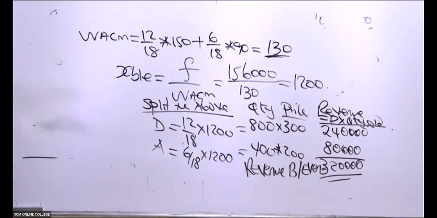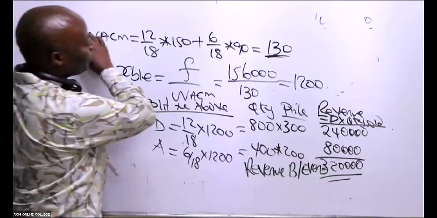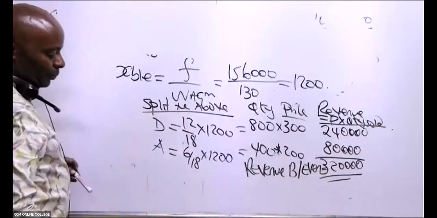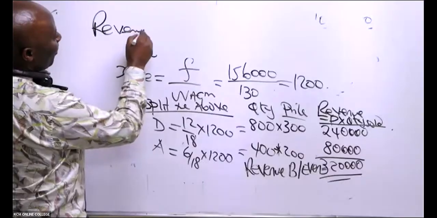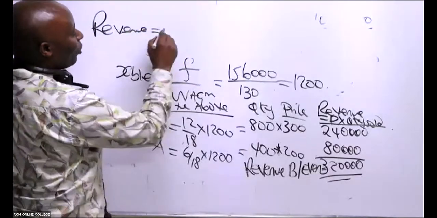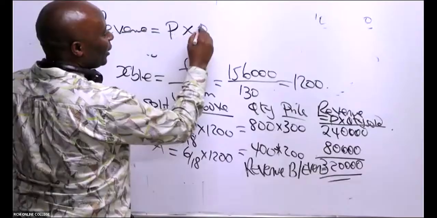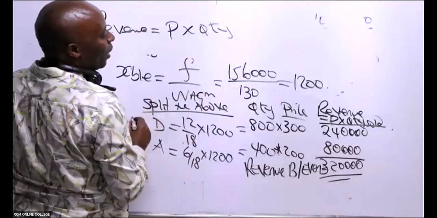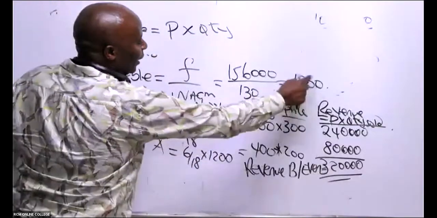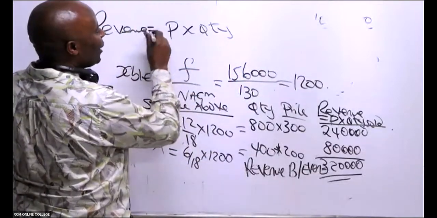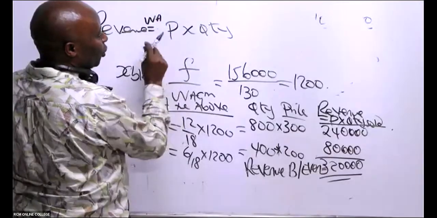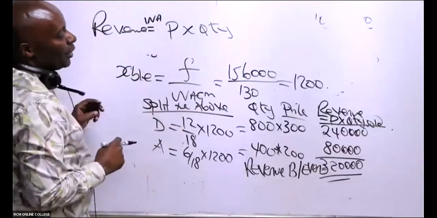But you see, there are so many methods you could use to arrive at the same answer. For example, we can say here that revenue equals, of course, selling price times quantity. But you see now the prices that we have, there are two. It means that this price, because of the multiple products, should be the weighted average price.